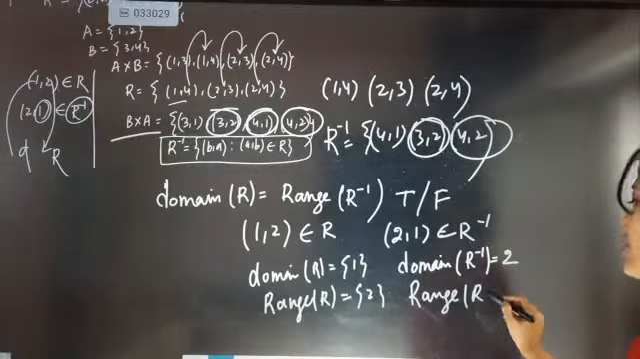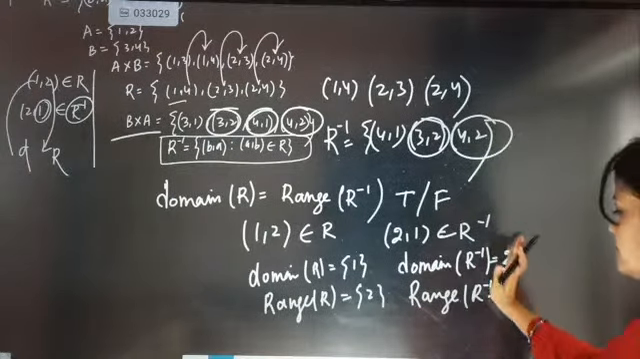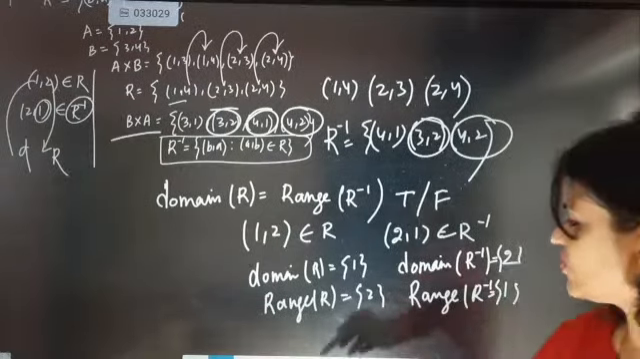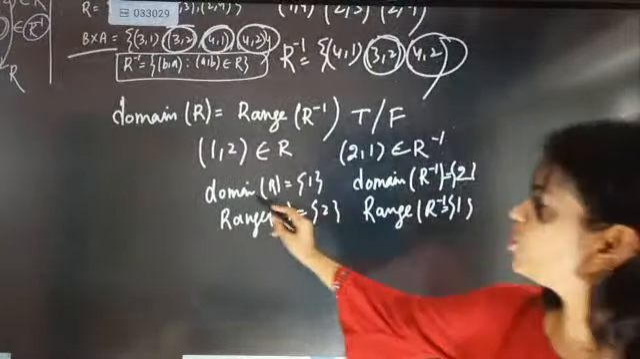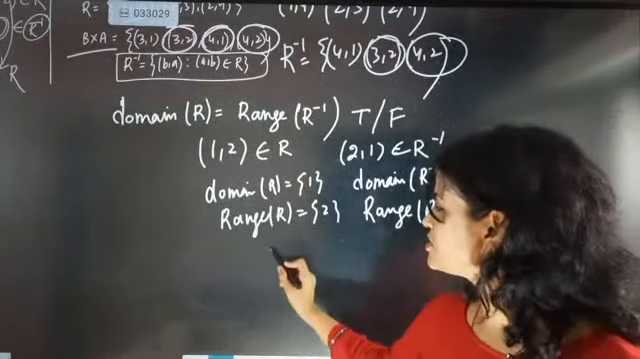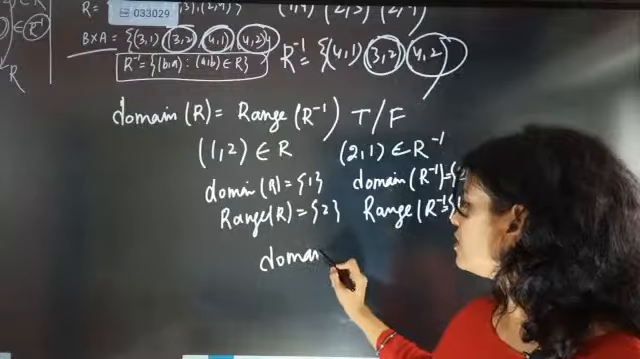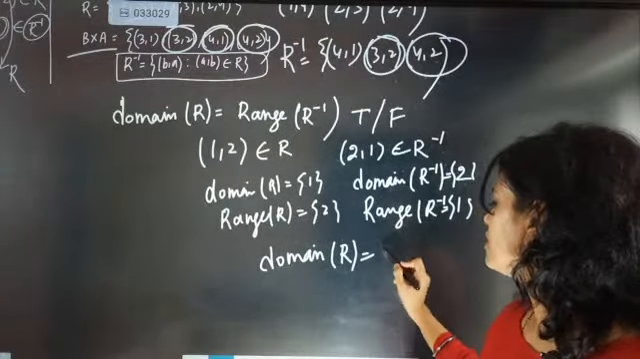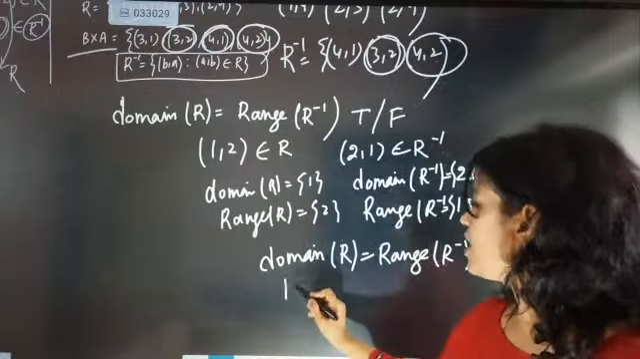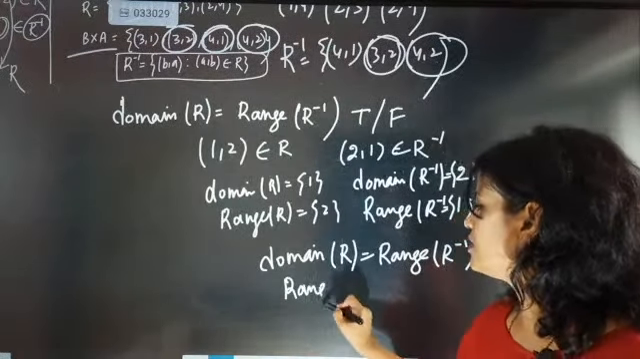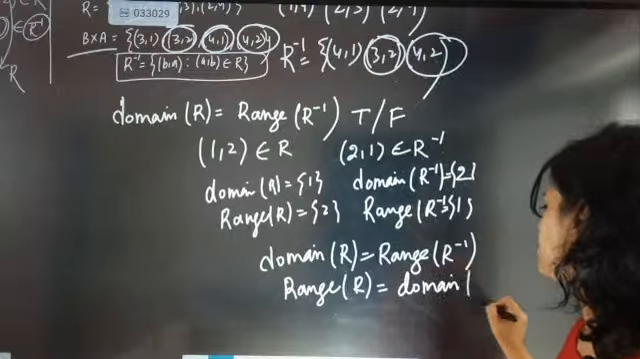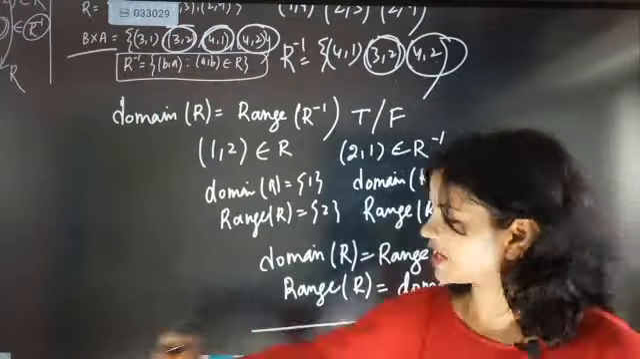And range of R inverse is 1. So now check this one, which one is fitting which one. So domain of R is 1 and range of R inverse is 1. So that means domain of R will be equal to range of R inverse, and range of R is equal to domain of R inverse. I rest my case.